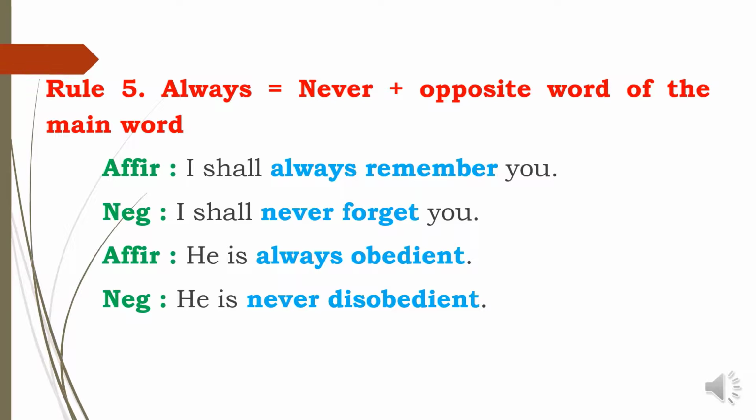Similarly, he is always obedient. Its negative form is he is never disobedient. So in this sentence as well, we have used never instead of the word always, and then we have used opposite word of the word obedient, that is disobedient.